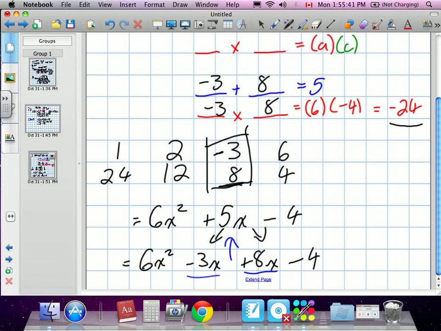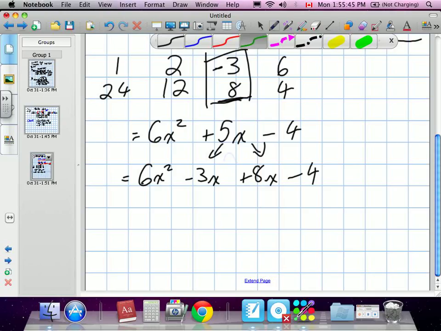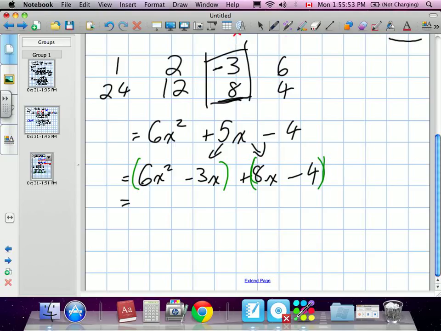So I have my two groups. Those are brackets, okay? I find the common factor in each bracket. A common factor for the first two terms will be 3x, which will leave us with 2x minus 1. And a common factor in the other bracket is 2. Oh, sorry, 4. It's even better. 4, which will leave us with 2x minus 1.